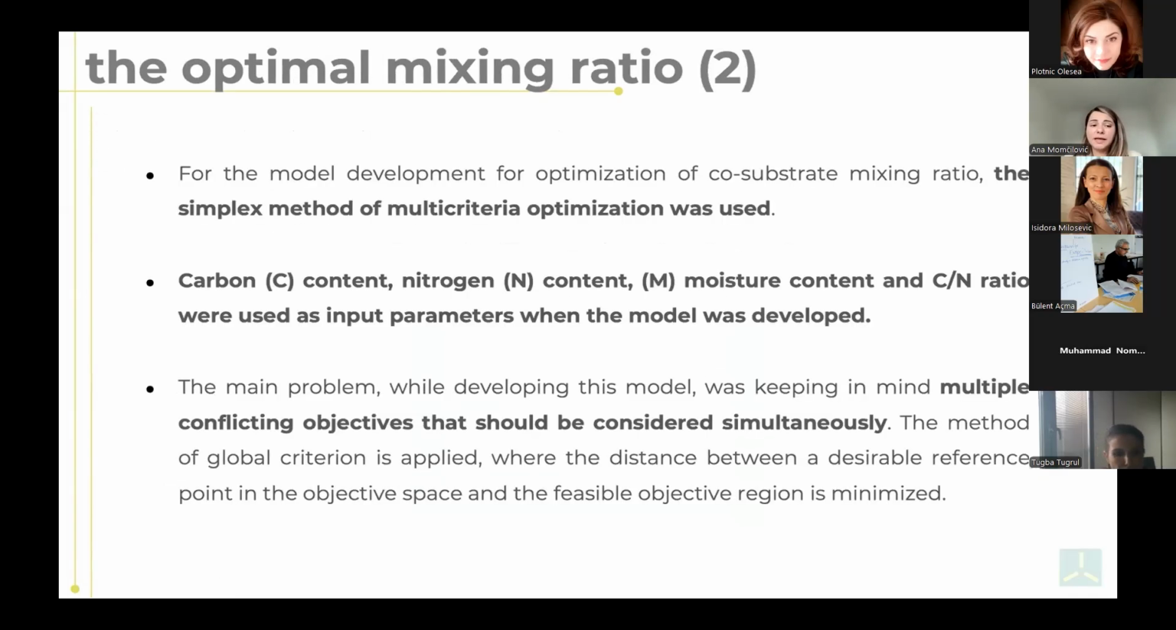So as I said, the global criterion was used, simplex method. There was a Pareto optimal point, because a lot of the criteria are conflicting and they should be considered simultaneously.